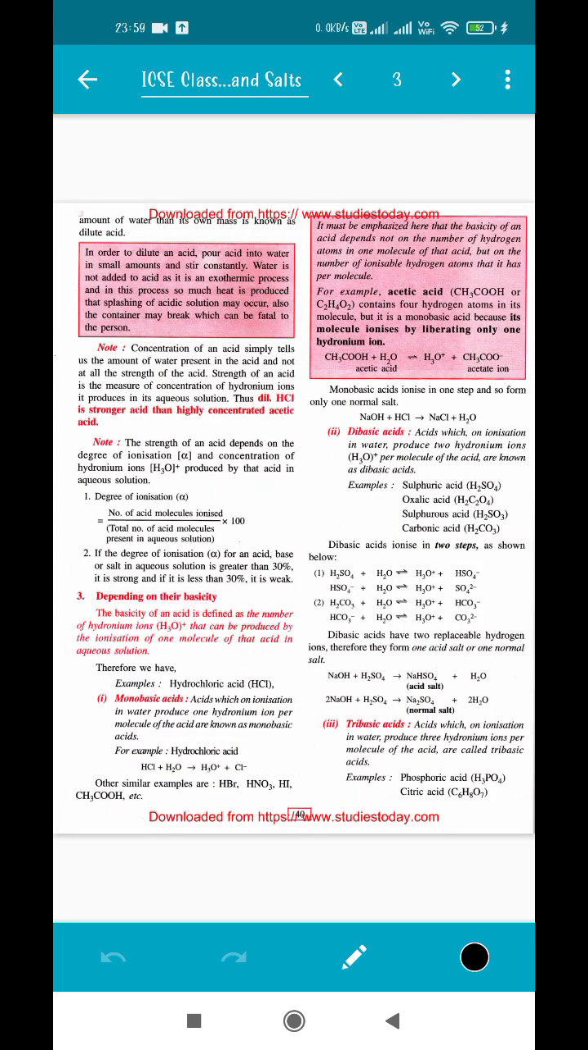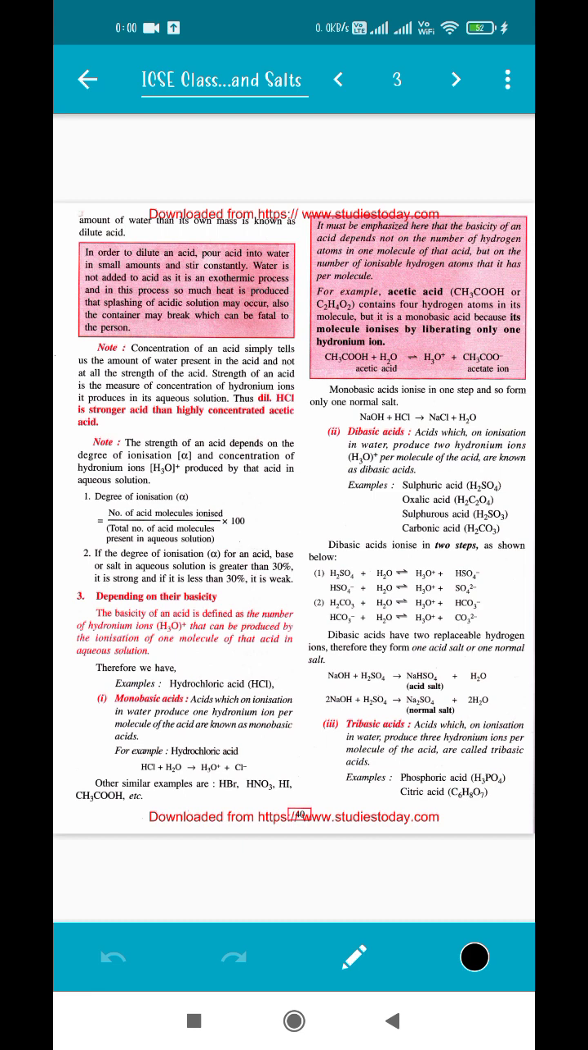Now there is a very hard and fast rule which we all follow whenever we do experiments in chemistry while diluting an acid. If you have to dilute a very high amount of concentrated acid, what should we do? Should we pour water into the acid or should we pour acid into the water? Let's see. In order to dilute an acid, pour acid into water in small amounts. So we have to take water first and then slowly add acid to it. We are not going to do the opposite. We are not going to put water into the acid. We will put acid slowly into the water, and we will keep on stirring it continuously.